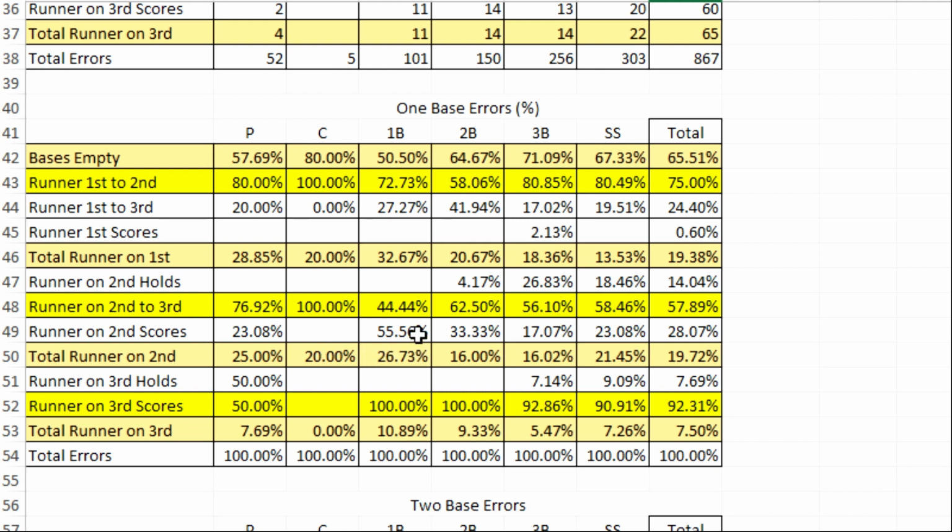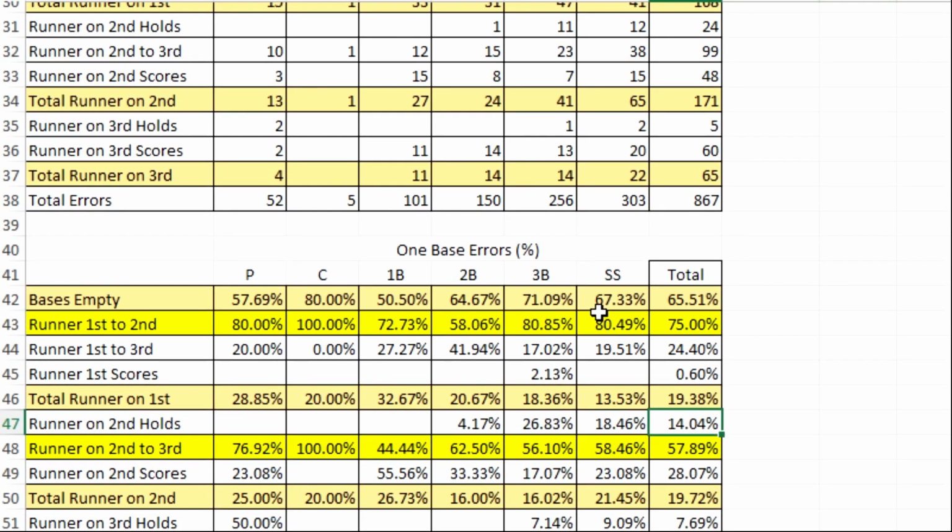So over half the time, on an error by the first baseman, the runner on second scores on a one base error. A third of the time on balls hit to second, the runner scores from second. Almost a quarter of the time, an error made by the shortstop allows the runner on second to score on a one base error, and so on.